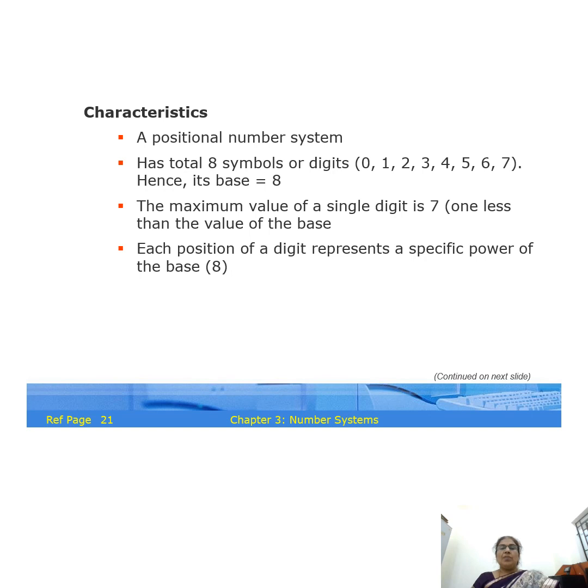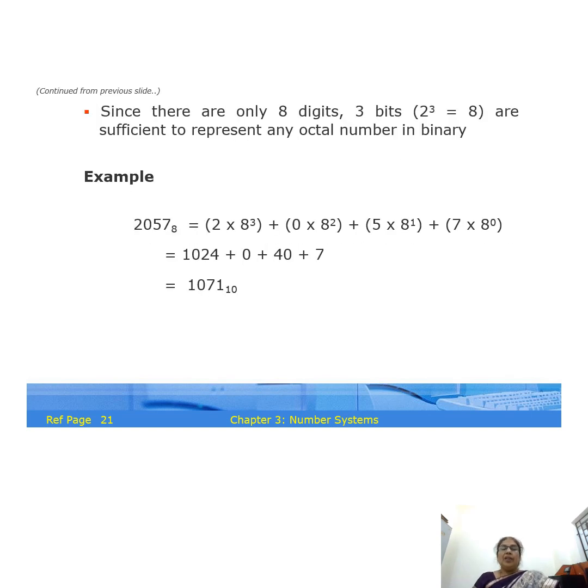Next one is the octal number system. This is also a positional number system. It has a total of 8 symbols or digits from 0 to 7. Hence its base is 8. The maximum value of a single digit is 7, 1 less than the value of the base. Here, each position of a digit represents a specific power of the base 8. Since there are only 8 digits, 3 bits, because 2 cubed is equal to 8, are sufficient to represent any octal digit in binary.